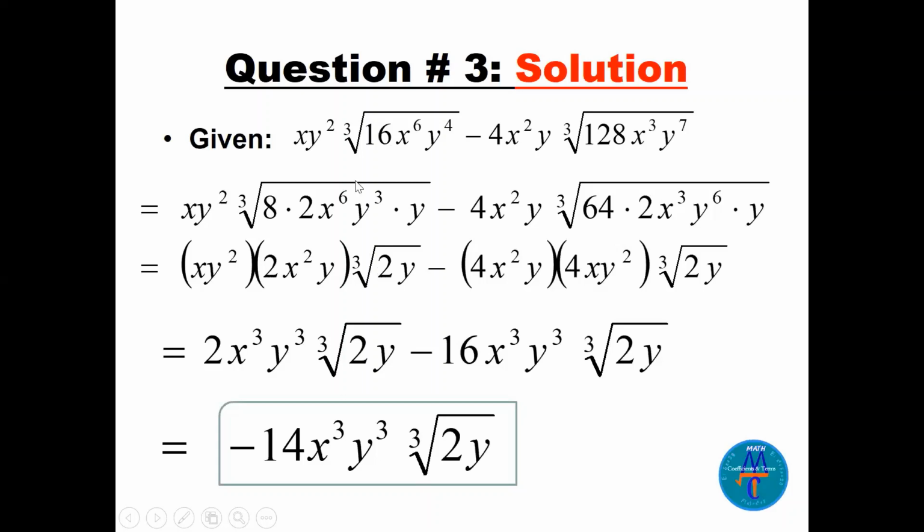Now, x to the power 6, because 6 divided by 3 is 2, x squared comes out, because x to the power 6 can be x squared, x squared, x squared. So 3 numbers the same, which is x squared.